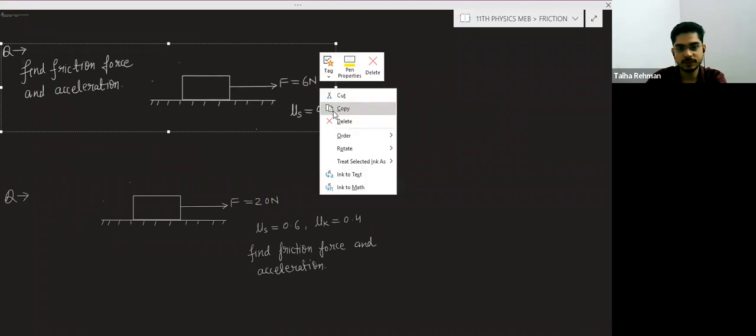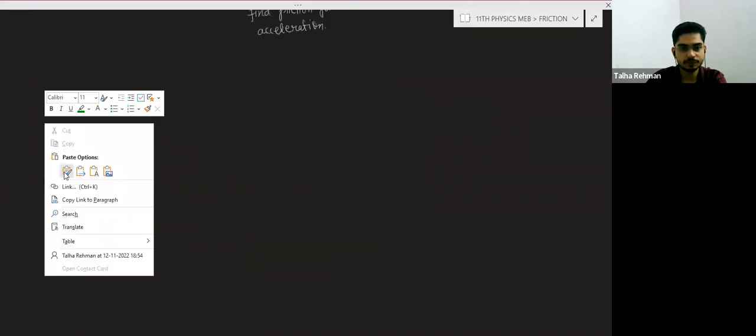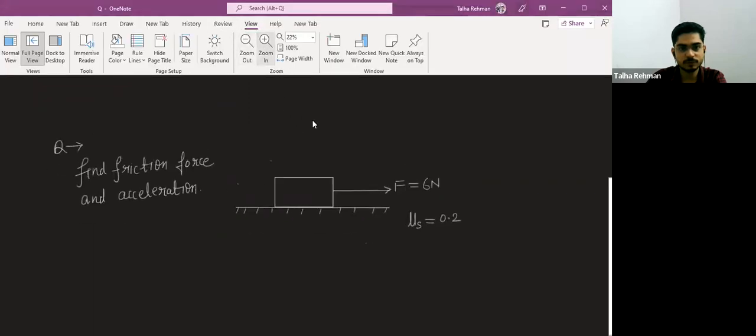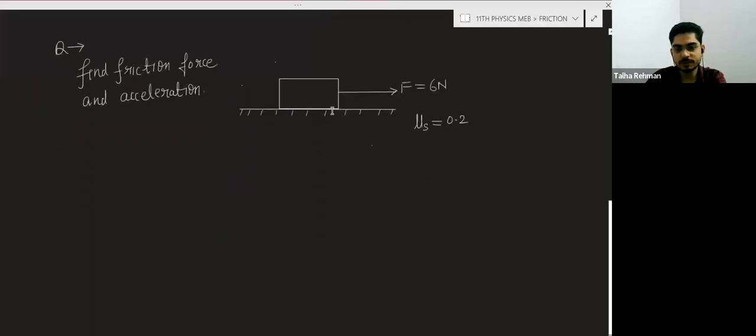See this question. This is a block of 4 kg, and a force of 6 newton is applied on this block. This is the surface, and the coefficient of static friction between the surface and the block is 0.2. We have to find the friction force and the acceleration.